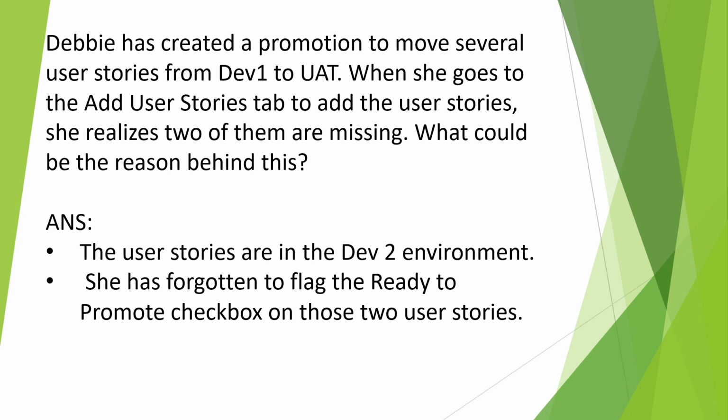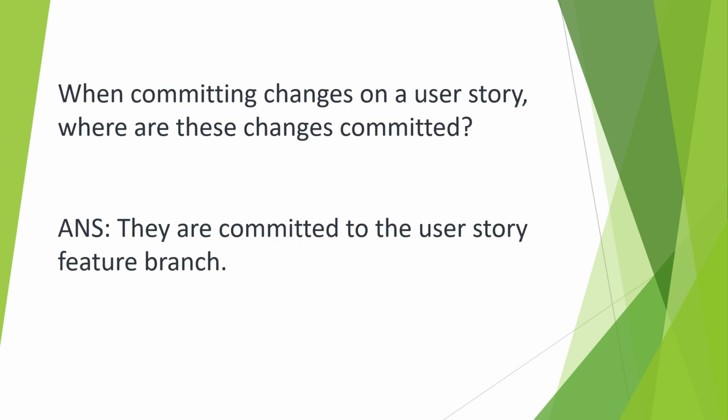Next question. Debbie has created a promotion to move several user stories from Dev 1 to UAT. When she goes to the Add User Stories tab to add the user stories, she realizes two of them are missing. What could be the reason behind this? The answer is the stories are in the Dev 2 environment. She has forgotten to flag the ready to promote checkbox on those two user stories. These are the answers.